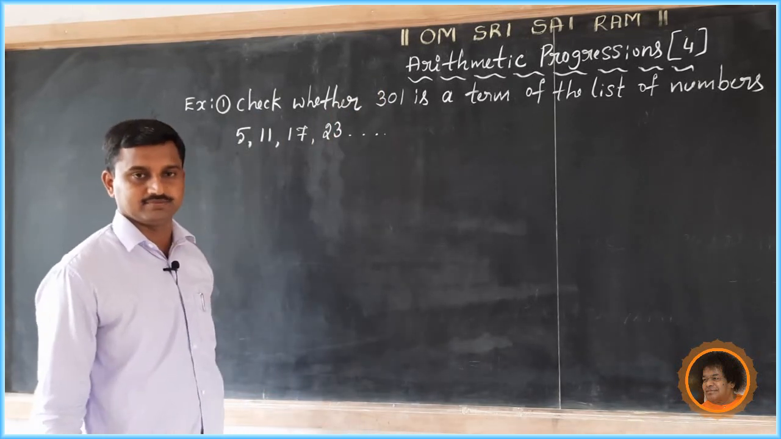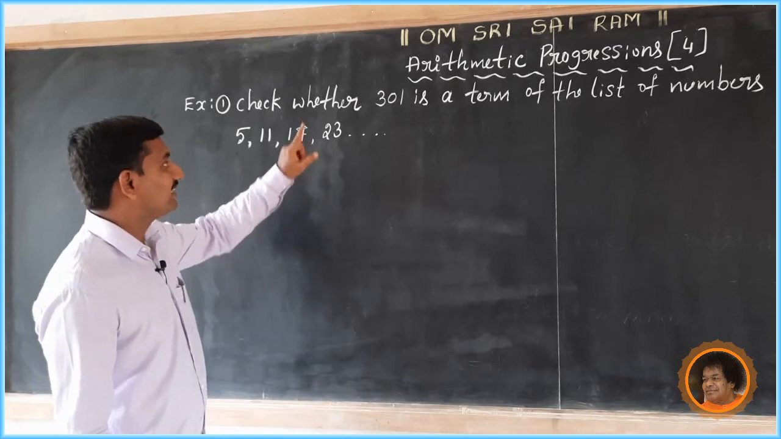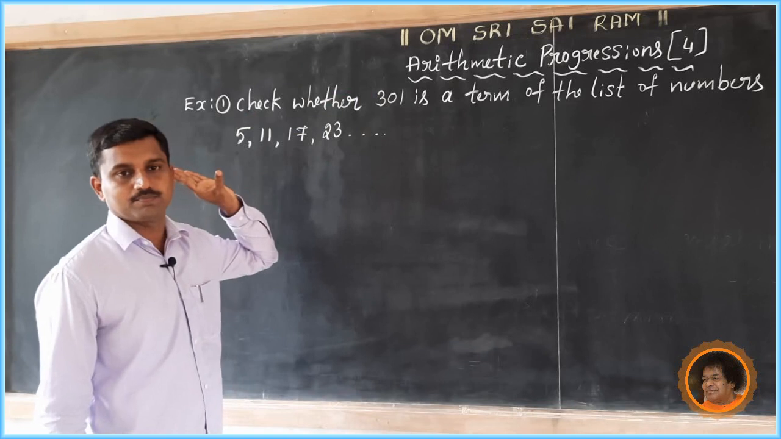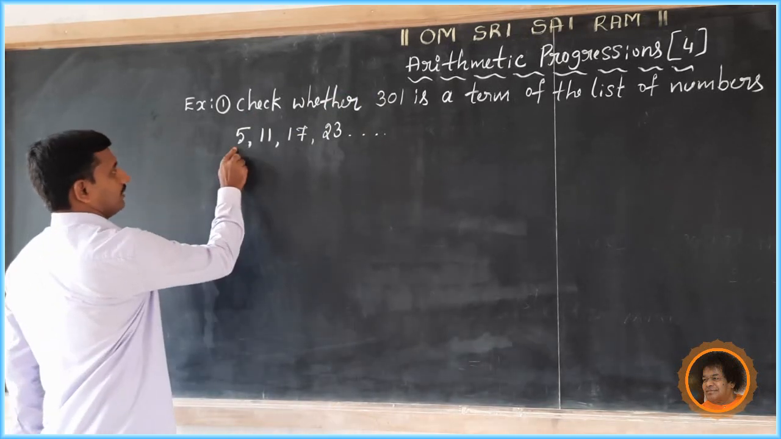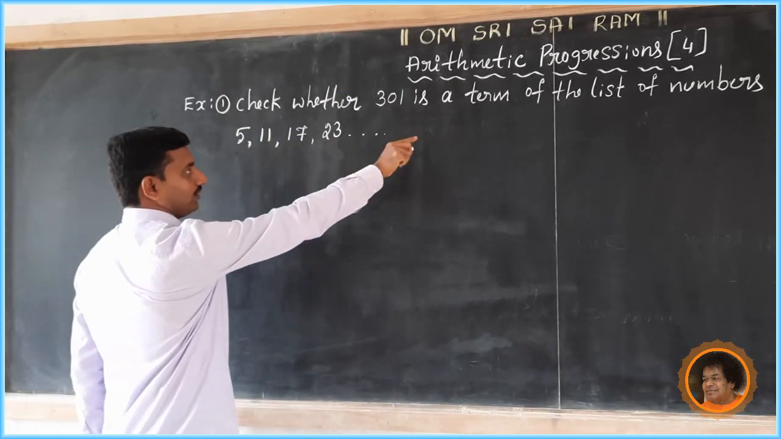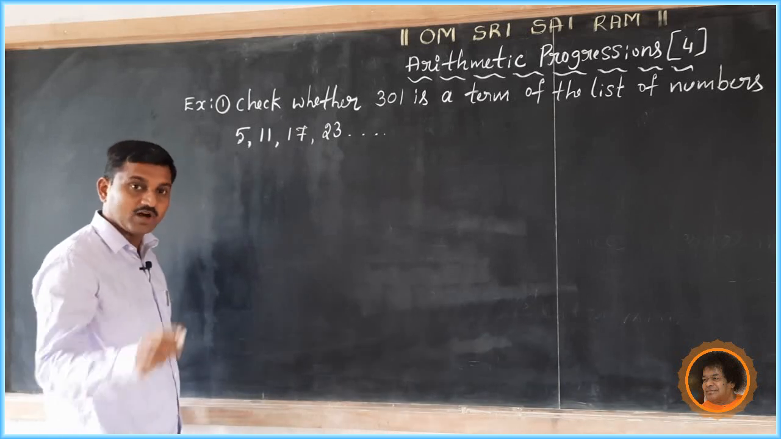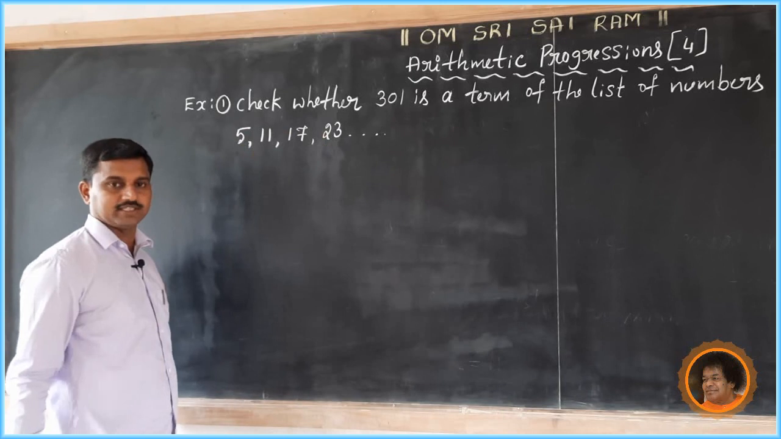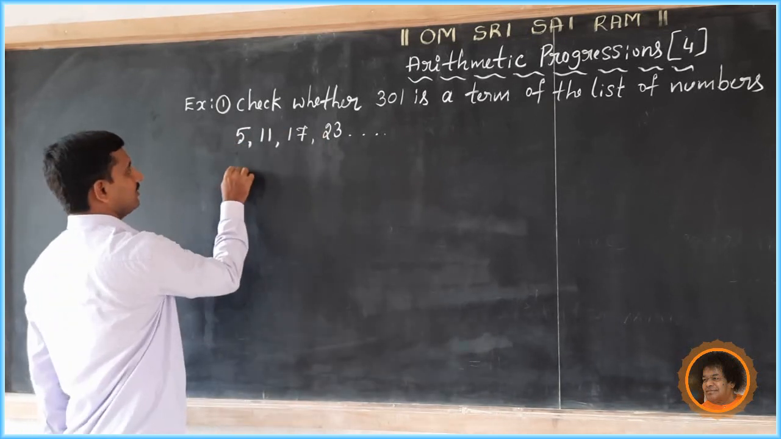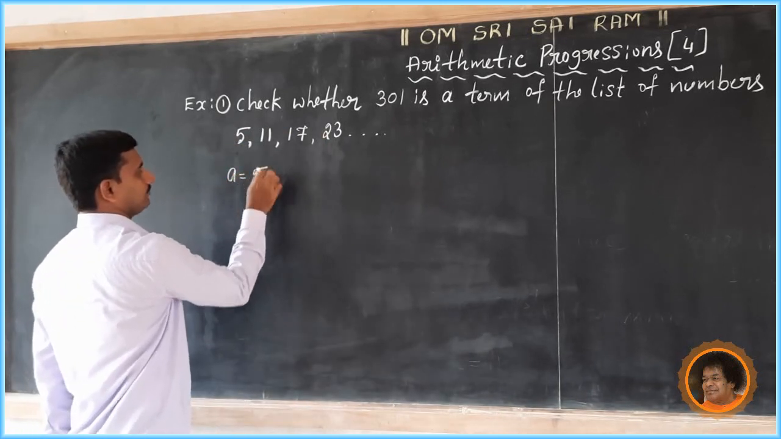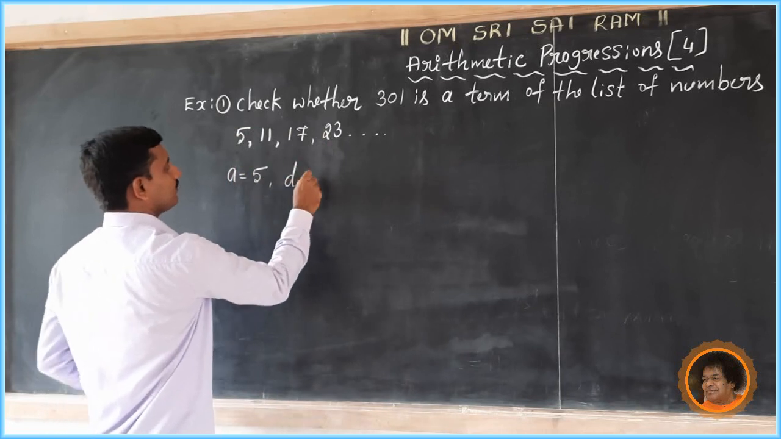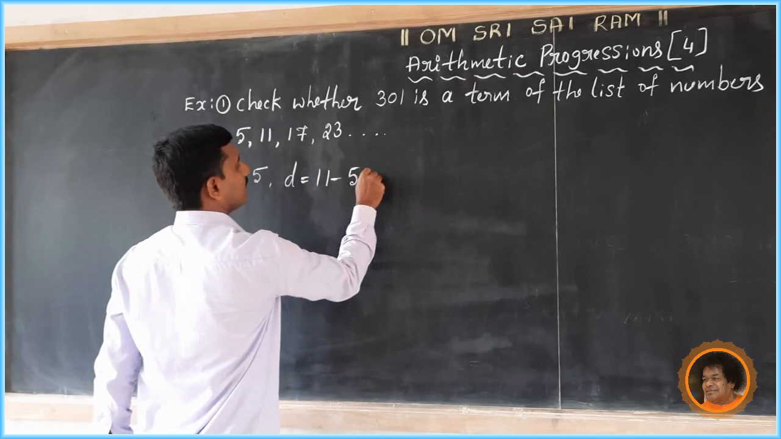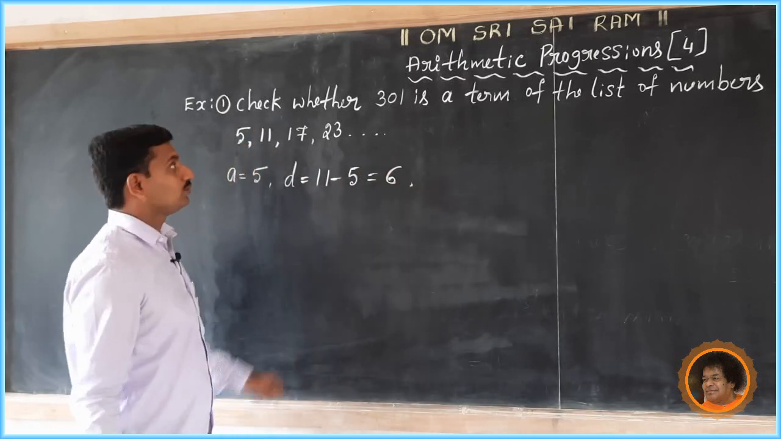So how to check? Let us consider 301 is a term of this list of numbers. 5, 11, 17, 23, and so on are in AP, no doubt, because the difference between a term and its preceding term is a constant. So what is the first term here? First term a equal to 5, and common difference d equal to second term minus first term, 11 minus 5 equal to 6.